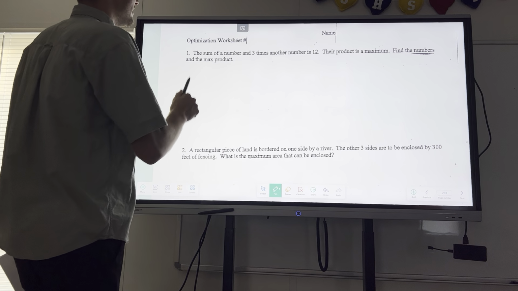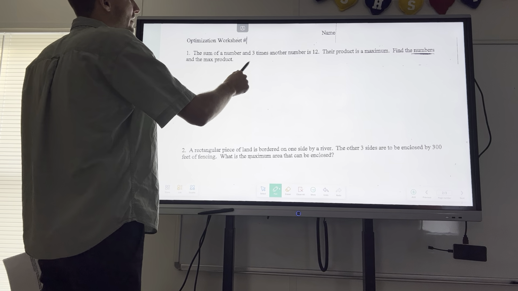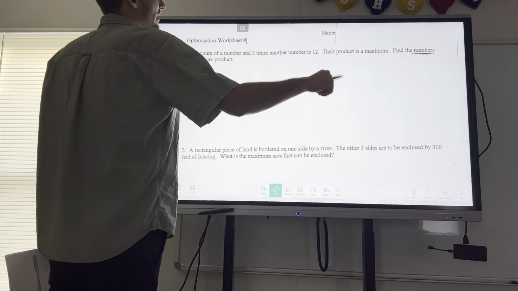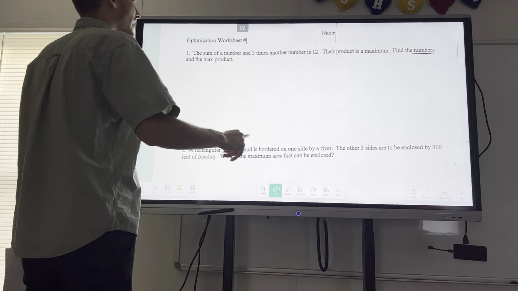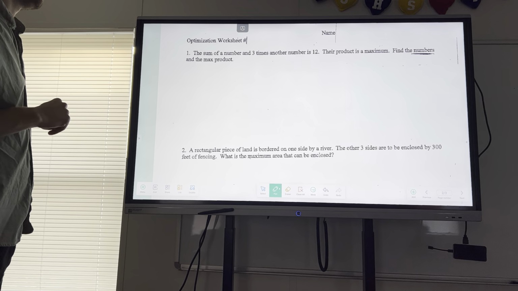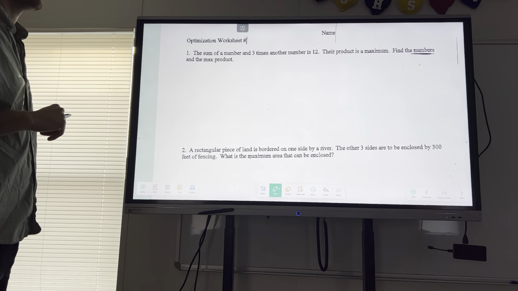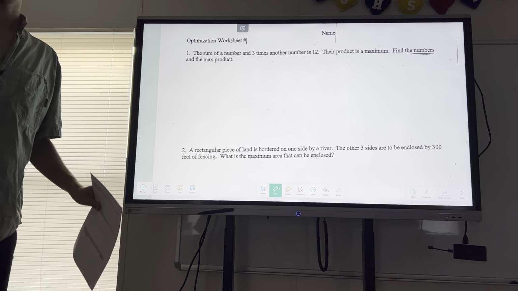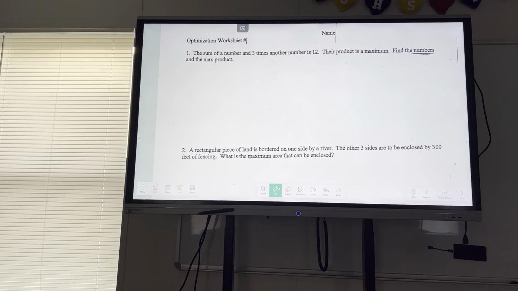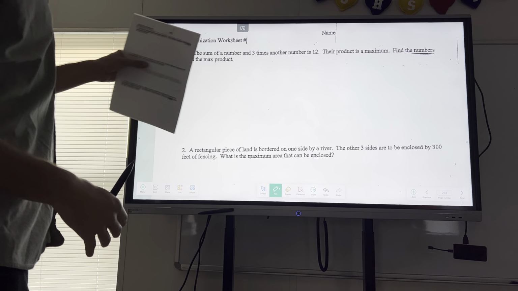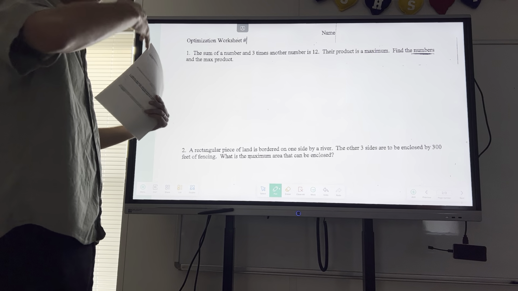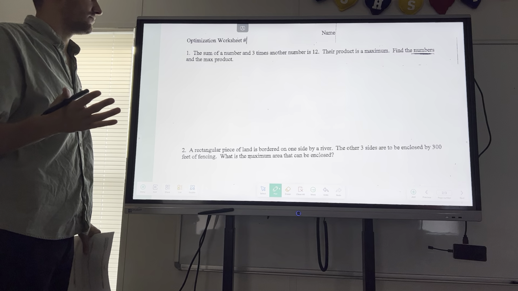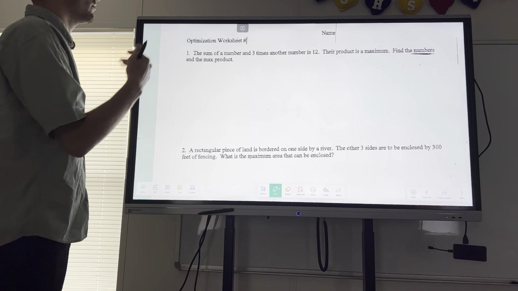All right, it says the sum of a number and 3 times another number is 12. Their product is a maximum. Find the numbers and the max product. This is a simpler question than we've done. Everything we've done has a box with a circle and it's got the corners cut out of it, or a river or whatever. This is just numbers. So let's look at what we got here.